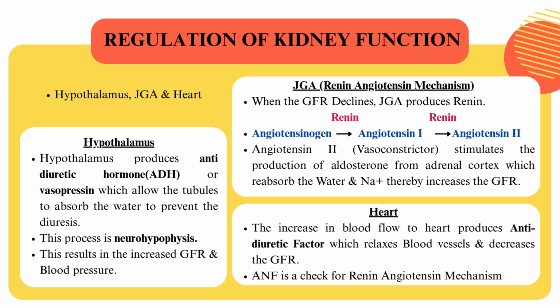Next, the heart. The increase in blood flow to the heart produces atrial natriuretic factor, which relaxes blood vessels and decreases the GFR. ANF is a check for the renin-angiotensin mechanism.